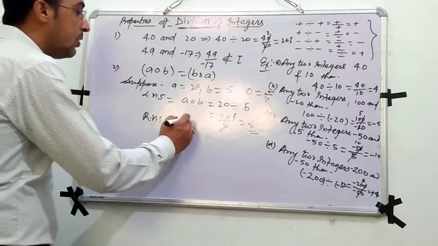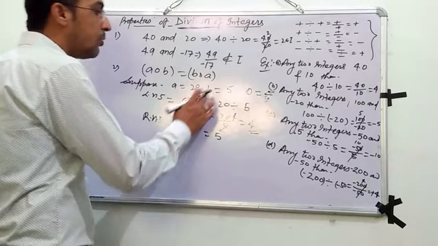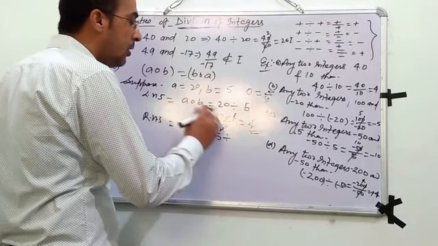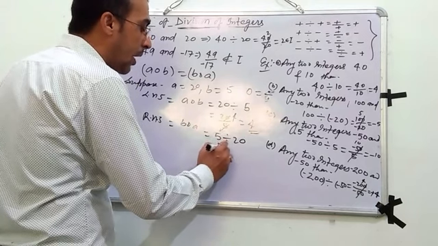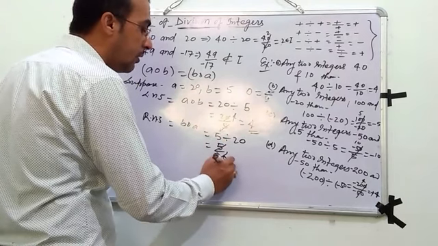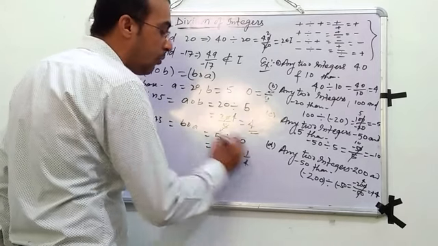What is RHS? B O A. It means B equal to 5, the operation is division, and A equal to 20. Then 5 divided by 20. Then it will divide by 4 times, and here 1. It means 1 by 4.